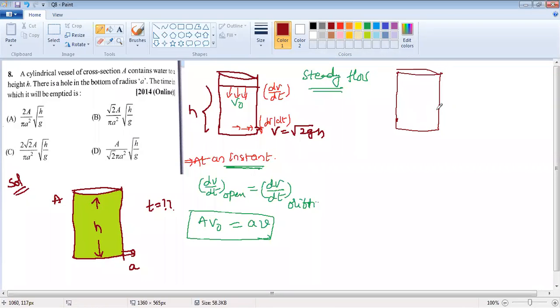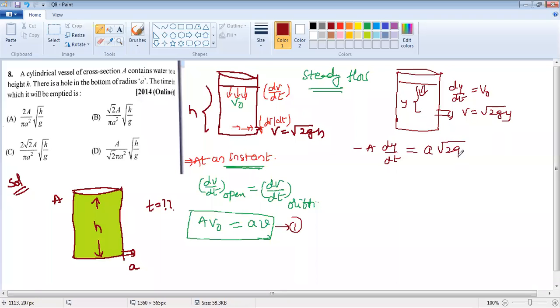Let us take that the orifice is at a distance y from the free surface. Now this v is equal to root over 2gy. With what speed is the free surface coming down? That gives us dy by dt. Using equation 1, A into dy by dt. I put a minus here. Why? Because as time progresses, y decreases. It should be equal to a into v, which is root over 2gy.